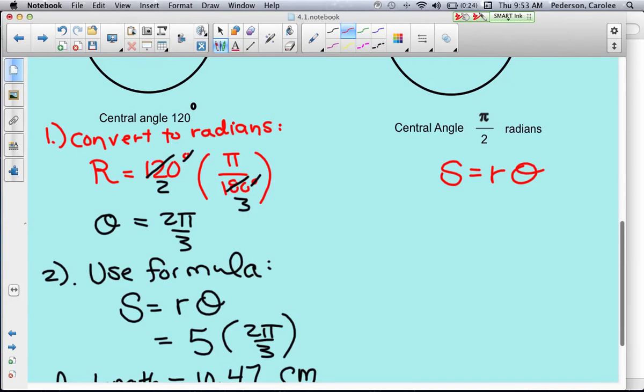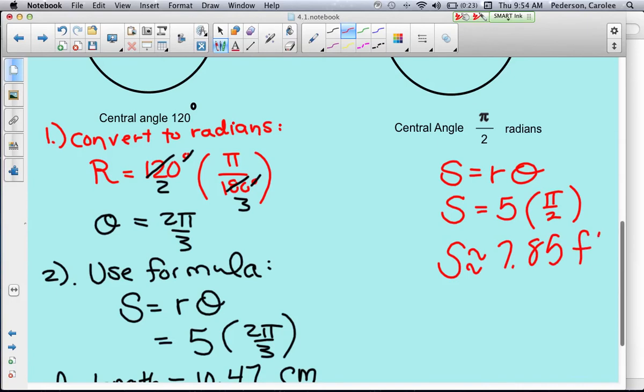What'd you plug in for R? 5 again. And now what's your angle? Pi over 2. So how long is this segment? What is it? 7.85 feet. Agree? Okay, good.